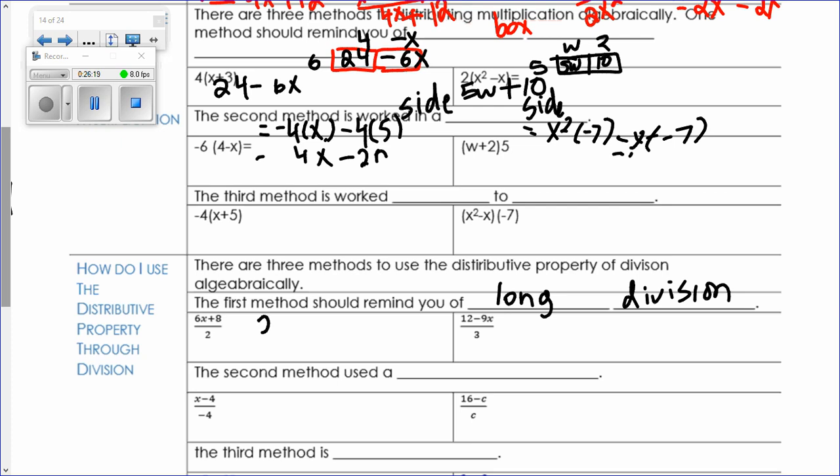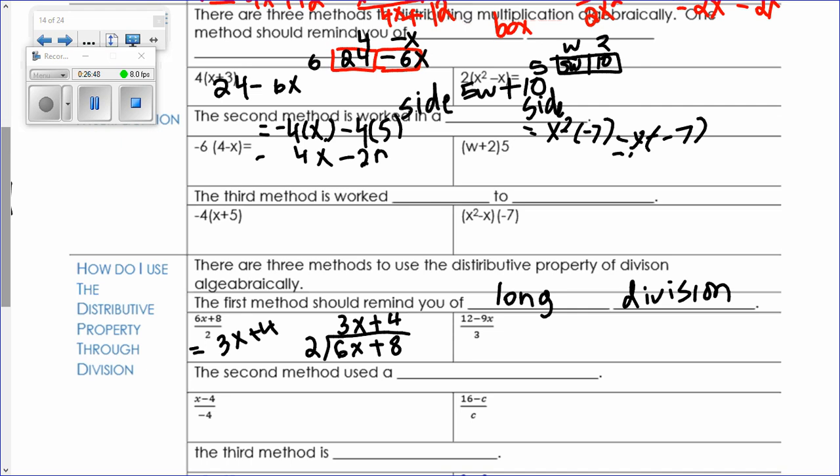So you have 2, the root looking thing, 6x plus 8. And you just divide each term inside by 2. So 6 divided by 2 is 3, and the x is left over. Plus sign comes up. 8 divided by 2 is 4. Here's your answer. This equals 3x plus 4.